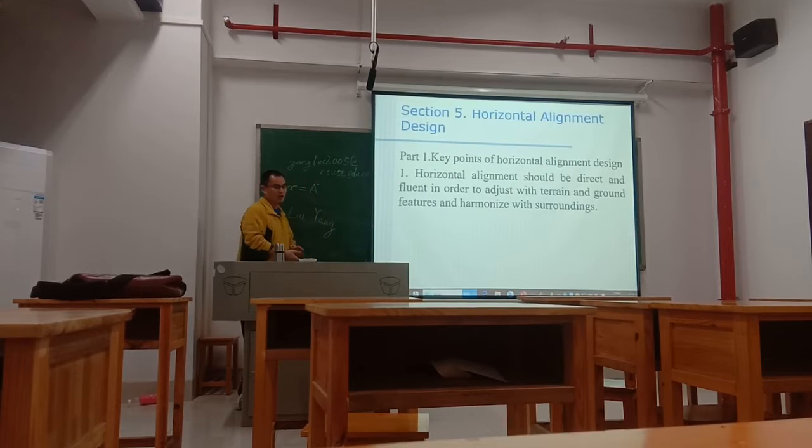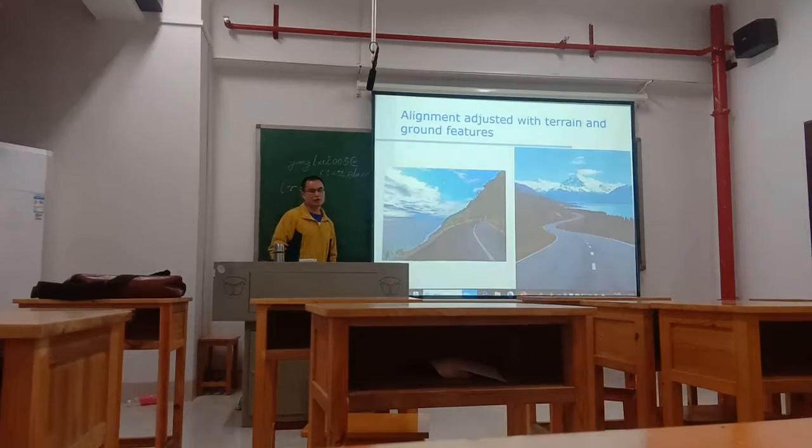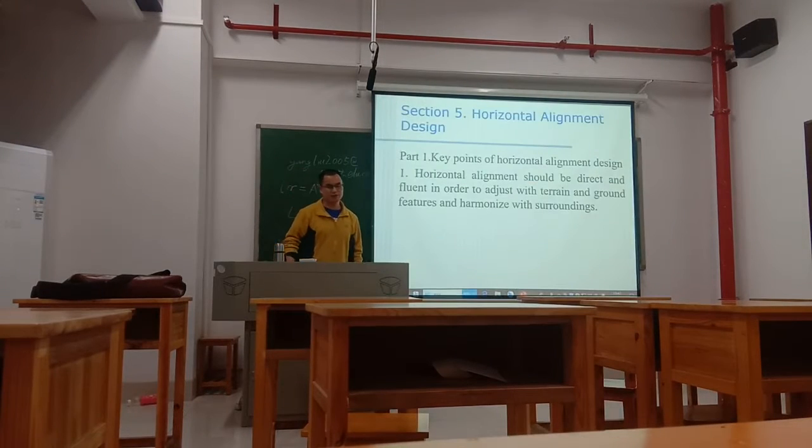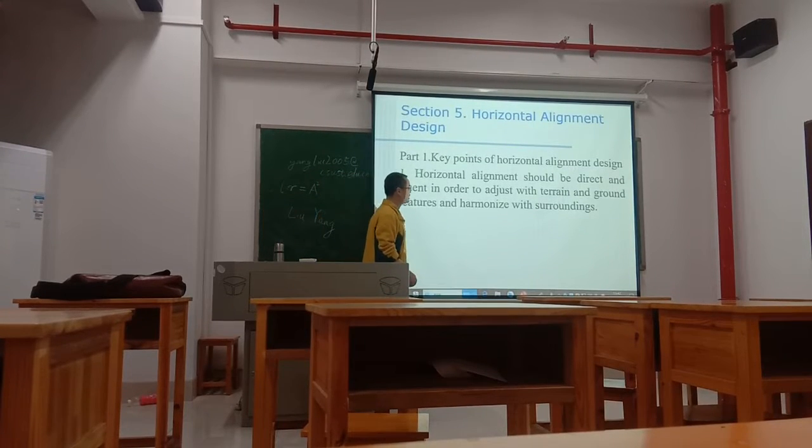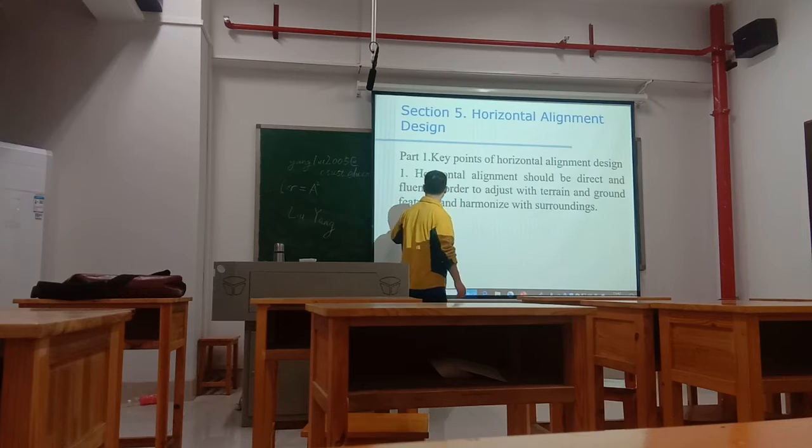Okay. Let's continue. Section 5. Horizontal alignment design. Part 1. Key points of horizontal alignment design. 1. Horizontal alignment should be direct and fluent, adjusted with topography and ground features, and harmonized with surroundings.